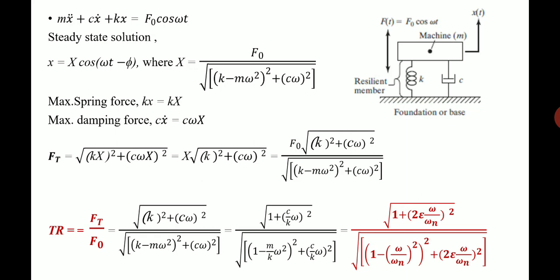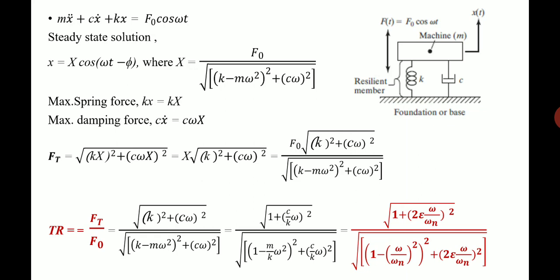Now the transmissibility ratio is defined as the ratio of the force transmitted to the force applied, which is equal to Ft divided by F0. So Ft we have found out as seen above, and dividing it by F0 you get root of k square plus (c omega) the whole square divided by root of (k minus m omega square) the whole square plus (c omega) the whole square, which can be rearranged, and we get the final form as root of (1 plus (2 epsilon omega by omega n) the whole square) by root of ((1 minus (omega by omega n) square) the whole square plus (2 epsilon omega by omega n) the whole square).